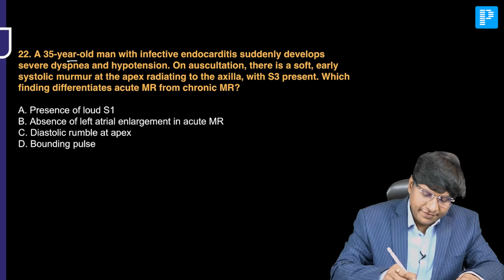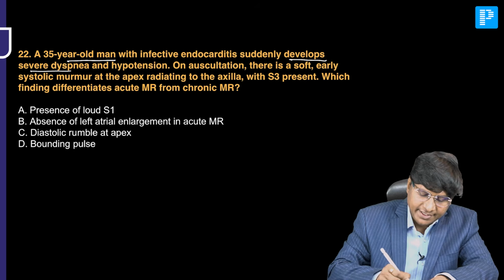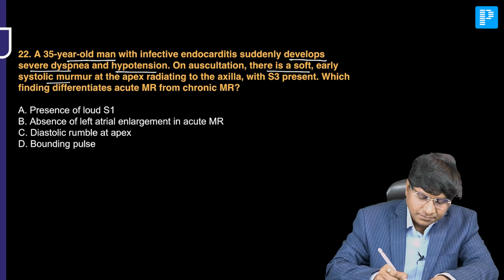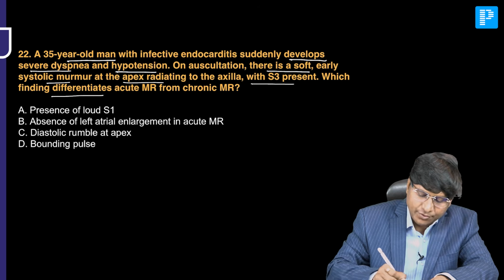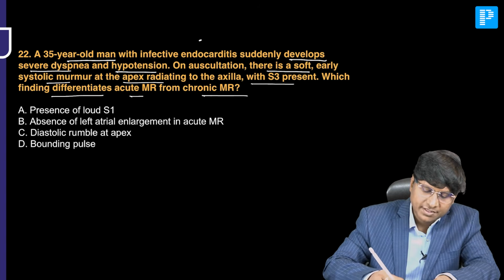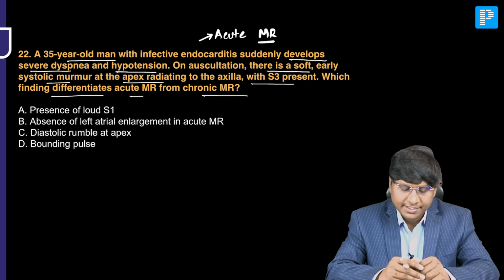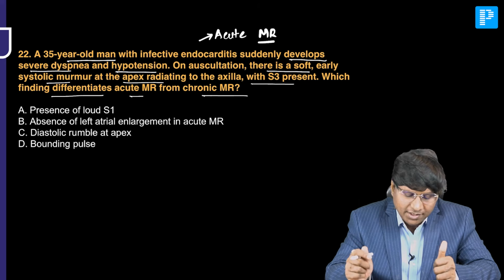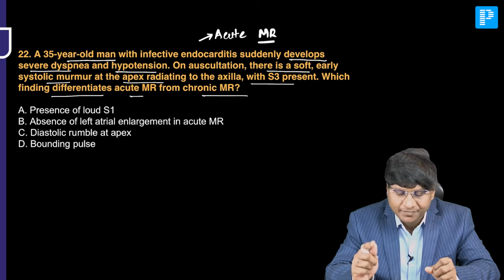Next question. A 35-year-old man with infective endocarditis suddenly develops severe dyspnea and hypotension. On auscultation, there is a soft early systolic murmur at the apex radiating to the axilla with S3. Which finding differentiates acute MR from chronic MR? So what is this clinical scenario suggestive of? This clinical scenario is suggestive of acute MR. So in acute MR, you have a short early systolic murmur at the apex that can radiate to the axilla, and there will also be an S3.